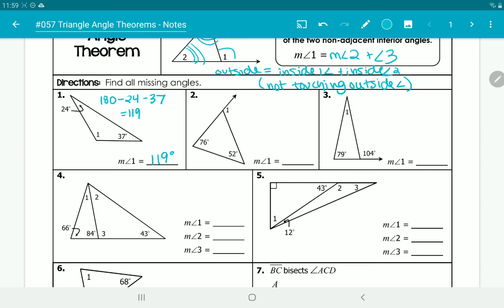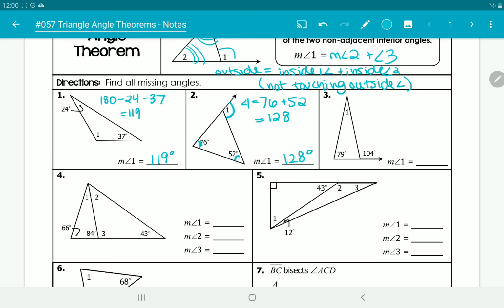Okay? Number 2, we have the outside angle here, okay? So we know that that angle is going to have to be the other two here added together. So these two that are not touching it, so we're not looking at this angle, we're looking at the other two inside angles. So it's going to be 76 plus 52, okay? And that's going to give us 128. So angle 1 here is 128 degrees.